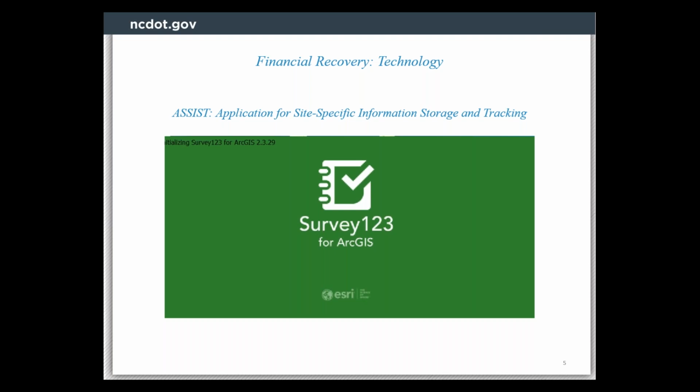And so what we identified was we needed a tool that we could use to help us capture all of the information needed from the first visit when doing preliminary damage assessments. We wanted the ability to geolocate, to work offline, and to store pictures. So taking all of this information, that's how we settled on this particular product. And we named our specific application ASSIST, which is Application for Site-Specific Information Storage and Tracking.